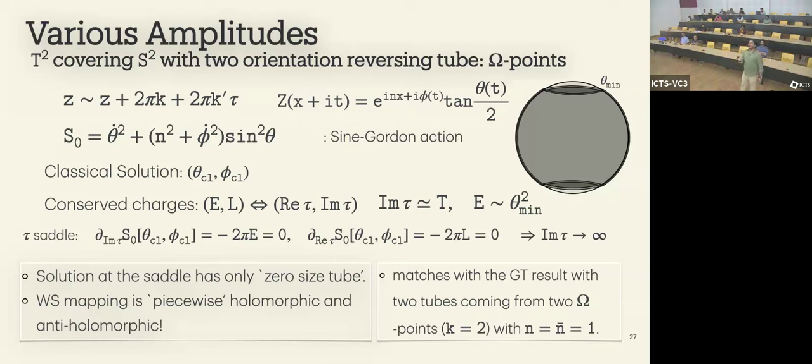Now, this is the torus coordinate, this is the worldsheet coordinate, this is the target space, any arbitrary coordinate, theta and phi are the target space sphere angles.